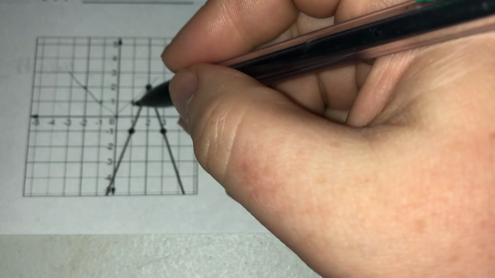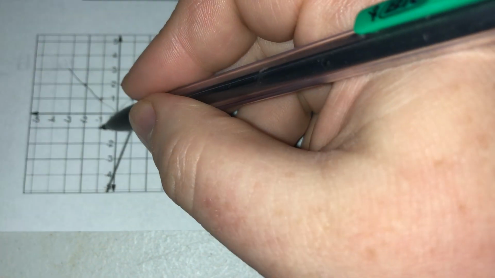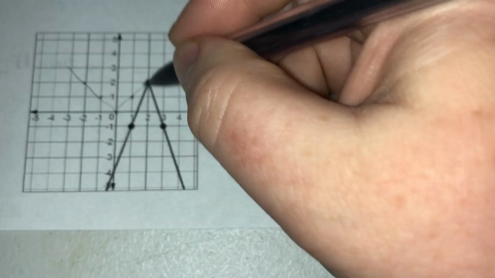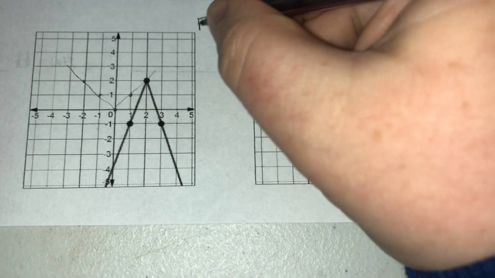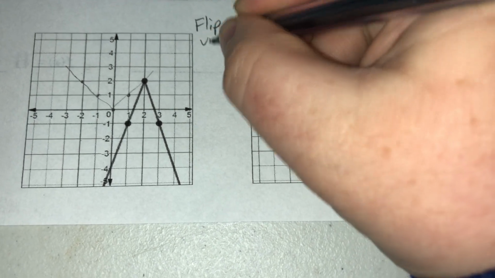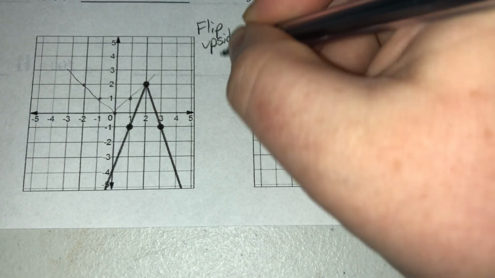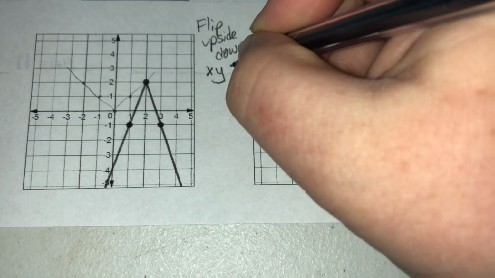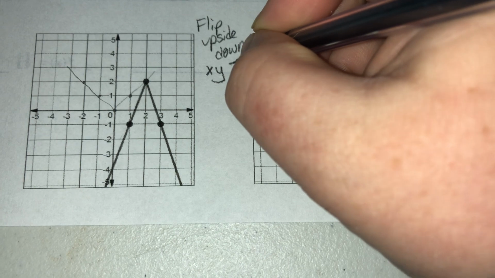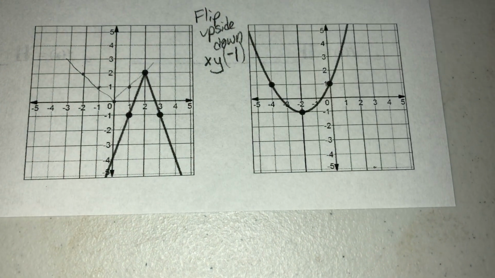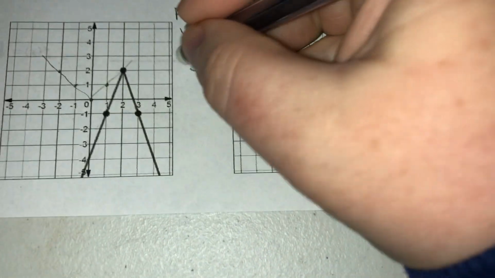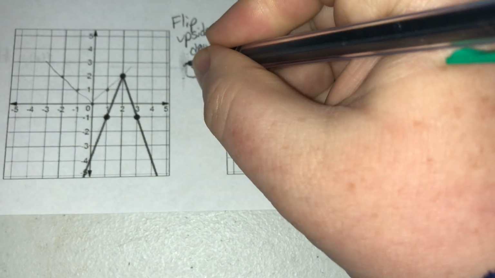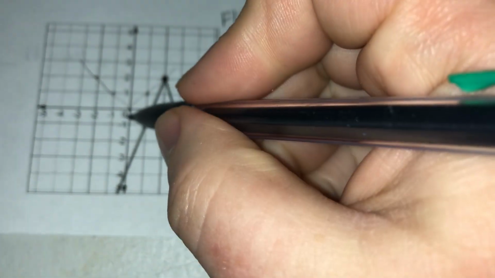If I want to flip it upside down, I want all my y values to be multiplied by a negative number. That's going to get it to flip. So to flip upside down, I'm going to times my y's by -1. Times y by -1. Okay, and that's going to achieve an upside down flip.